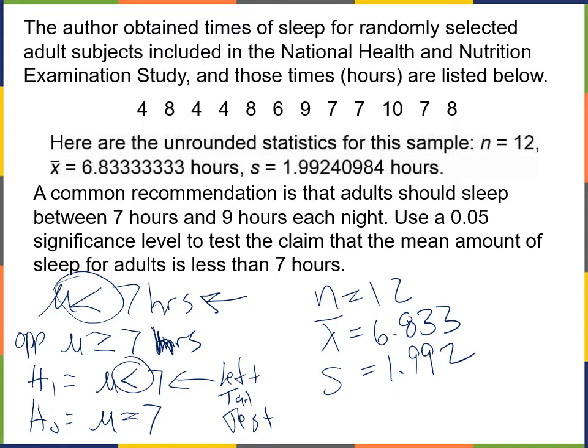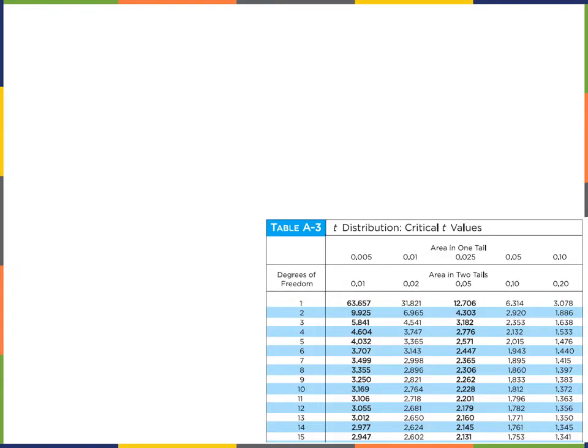All right, next thing we want to do is calculate the test statistic. Once we do that, we're going to choose the critical value method because that's easier, and we're going to get to our final answer. So the next thing we want to do is calculate the test statistic.